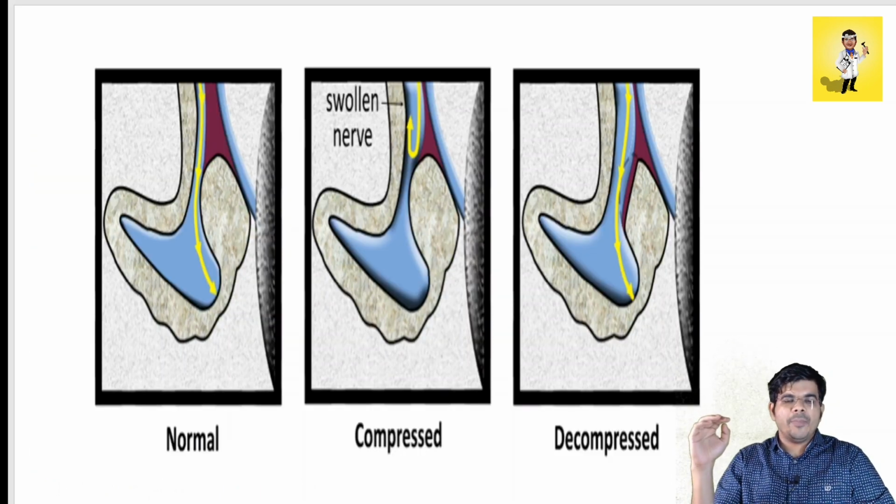Facial nerve decompression by middle cranial fossa approach can be done if the electroneuronography shows more than 90% degeneration. So that's all for Bell's palsy.